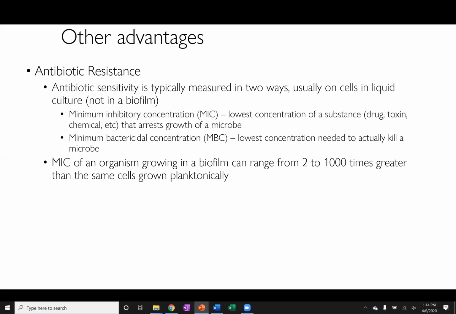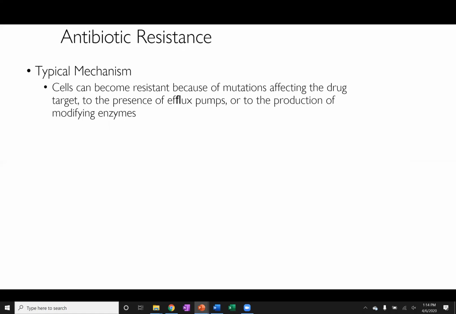And so the MIC of a microbe growing in a biofilm can actually be 2 to 1,000 times greater than the cells growing planktonically. So it's particularly hard for antibiotics to work on biofilms, and can make getting rid of biofilms in a clinical setting very, very difficult. But cells can become resistant because of mutations affecting the drug target.